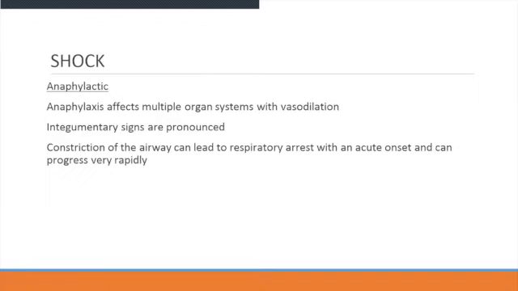Anaphylaxis affects multiple organ systems with vasodilation, so the integumentary signs are very profound. The constriction of the airway can lead to respiratory arrest, which has an acute onset and can progress very rapidly. A lot of times when a patient is having signs of anaphylactic shock, especially since it's not their first time being exposed to the antigen, the body responds even faster.